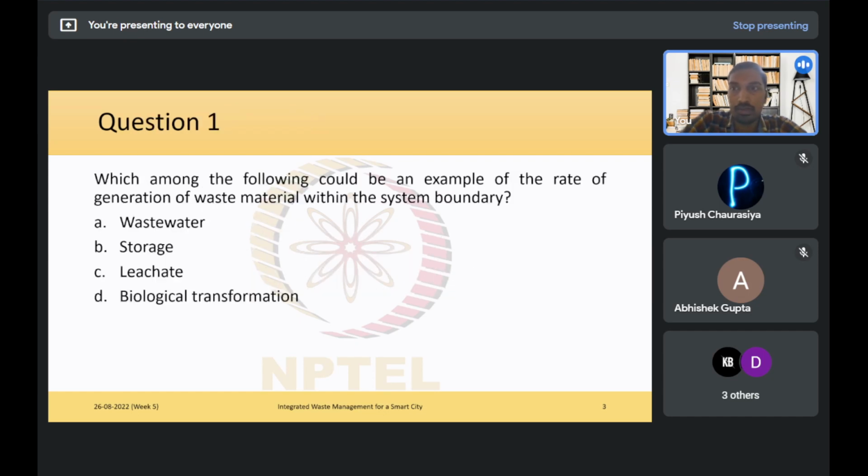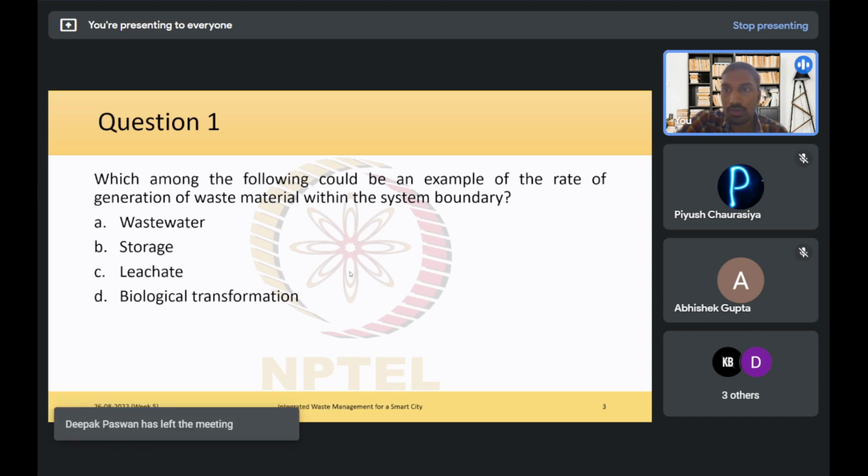The first question for this week is, which among the following could be an example of the rate of generation of waste material within the system boundary? The options are wastewater, storage, leachate, and biological transformation. Here we are talking about a system, which could be anything that is of our concern, what we are designing for. It could be a specific landfill site, or it could be a whole city. So the system is based on what we are interested in. Once we have defined the system, we get a boundary or the region that we are interested in. So here we are asked about the rate of generation of waste material within the system boundary.